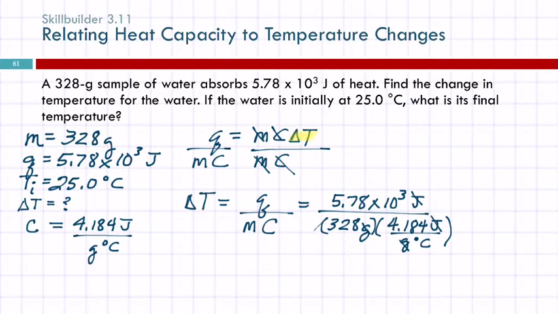5.78 EE3 divided by 328 divided by 4.184. So delta T equals 4.2117, bunch of other digits, degrees Celsius. If you got 73, you've got a calculator communication issue, okay? And the easiest way for me to help you with that is in person, one-on-one.